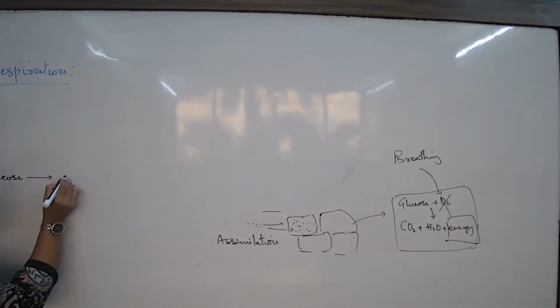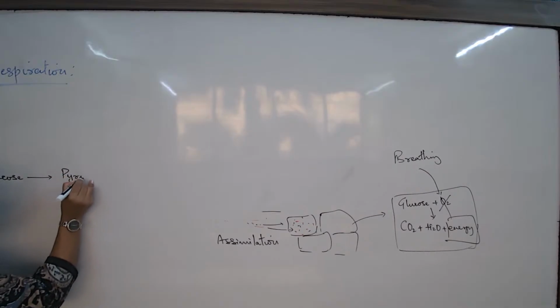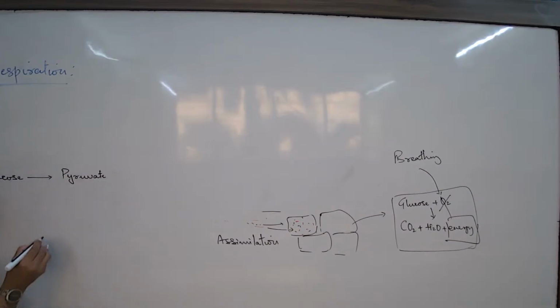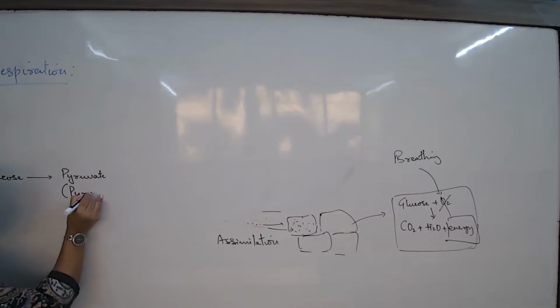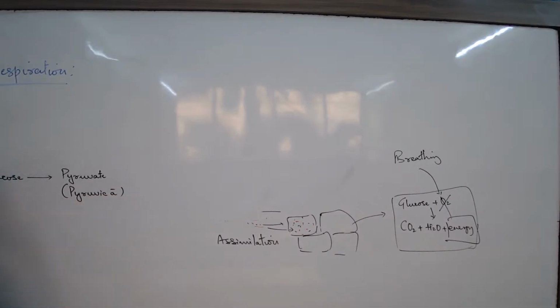This glucose will break down to a simpler compound, known as pyruvate, also known as pyruvic acid. Glucose is a 6-carbon sugar, as all of you know, and this pyruvate is a 3-carbon compound. So one molecule of glucose is broken down into 2 molecules of pyruvate. What is this process known as?